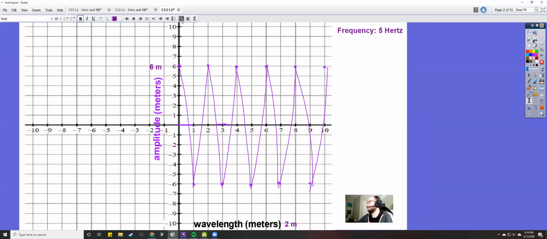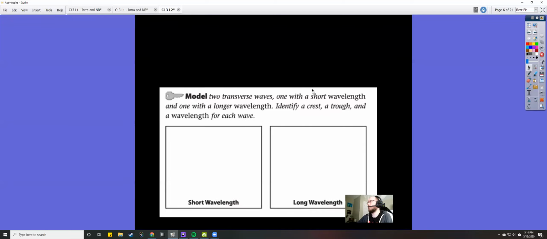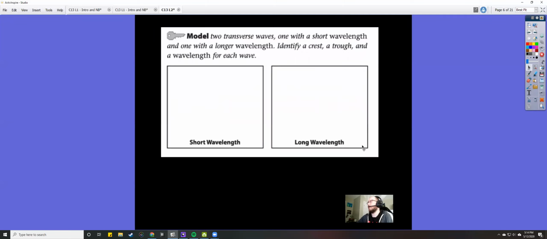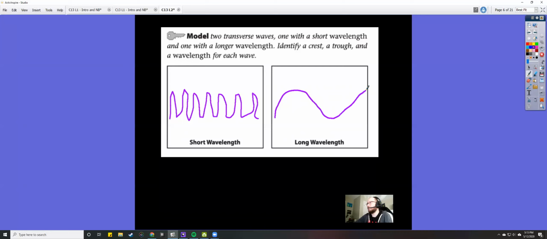So if we go back now, what does that look like, generally speaking, if we're not calculating? Well, a short wavelength transverse wave looks almost like a compression. If you're looking at short wavelengths, you're looking at wavelengths that are relatively small. So if I just draw a bunch here, they're relatively small waves like that. And if we're talking about long wavelengths, we're talking about wavelengths that look more like this.